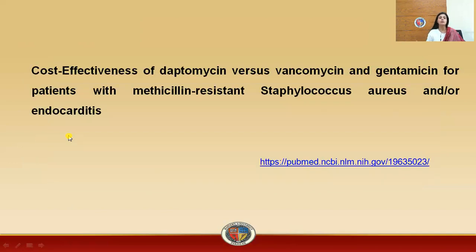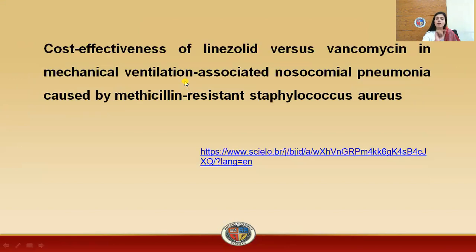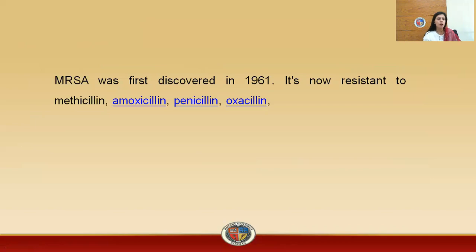On the internet, we have different research articles on cost effectiveness of the drugs. So while writing an article, definitely you can write on the cost effectiveness of the drugs which are used in case of MRSA. So what is MRSA? MRSA was discovered in 1961, but now it is resistant to methicillin, ampicillin, penicillin, and oxacillin. This Staphylococcus aureus bacteria is actually resistant to methicillin, so we are calling it MRSA.